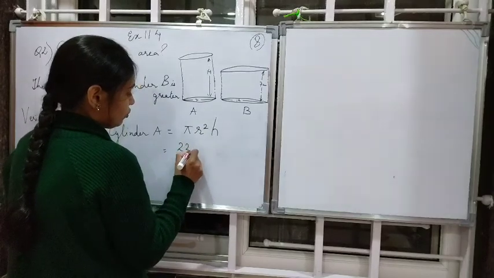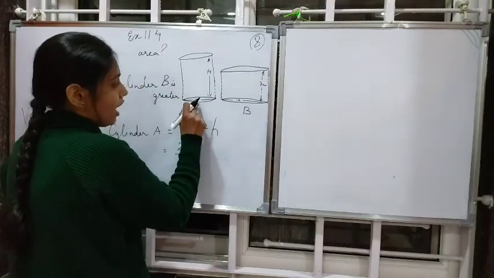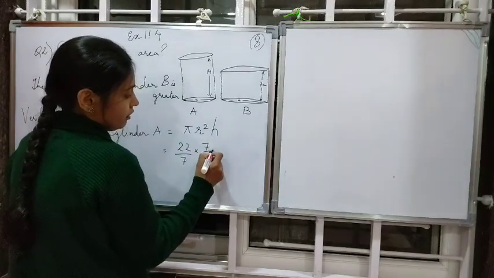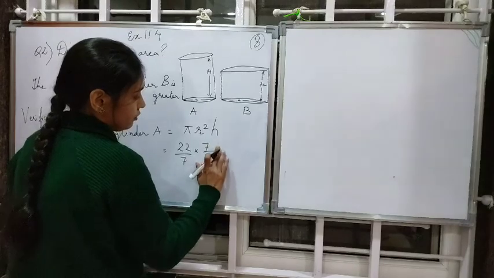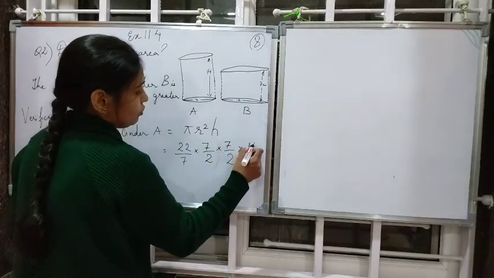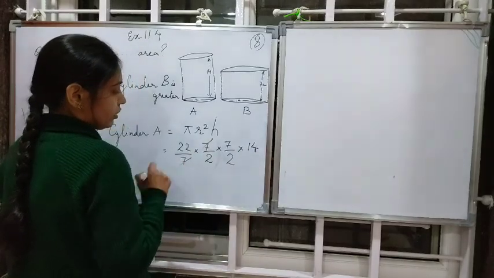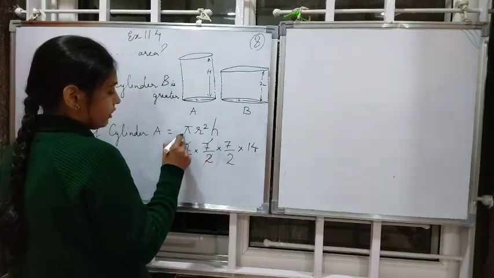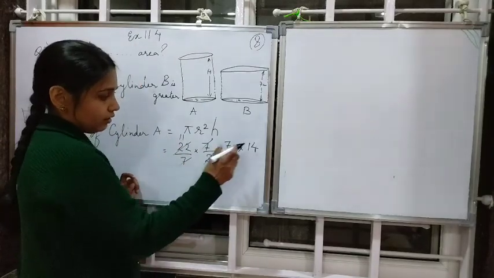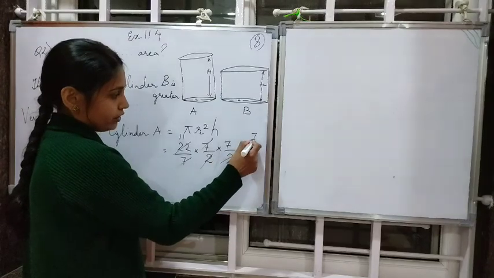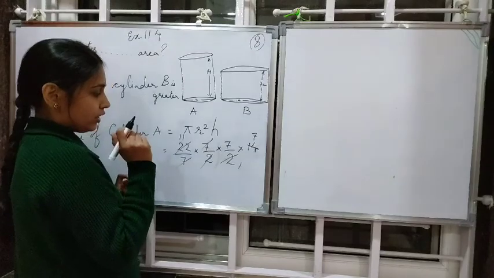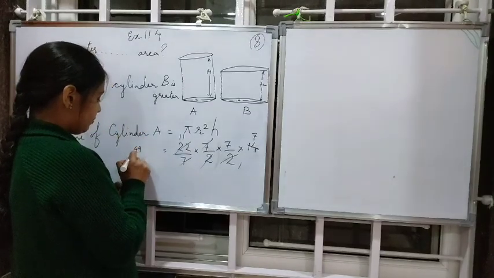That is 22 by 7, and r square means half of 7, that is 7 by 2 into 7 by 2 into 14. So 7 and 7 got cancelled, 2 and 22 got cancelled, 2 and 14 got cancelled. So 11 here, and here also 2 ones are 2 sevens. What is left? 7, 7 and 11. So 7 sevens is 49. 49 multiplied by 11.